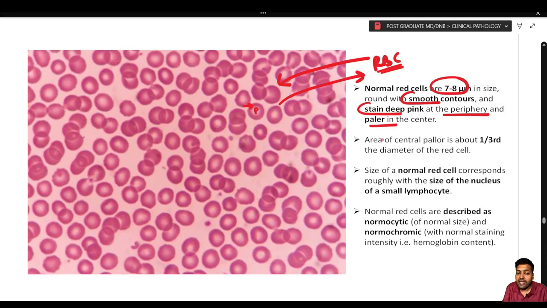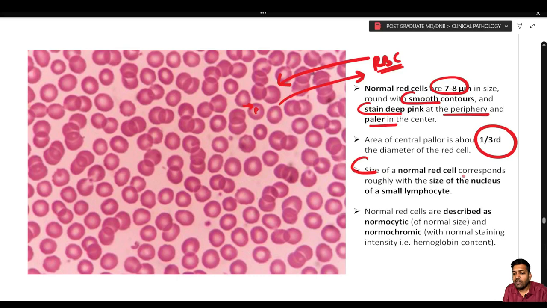Okay, the area of the central pallor for a normal RBC is 1/3 the diameter of the red cell. If this pallor becomes more, we call it hypochromia. If it becomes less, it will become hyperchromia.